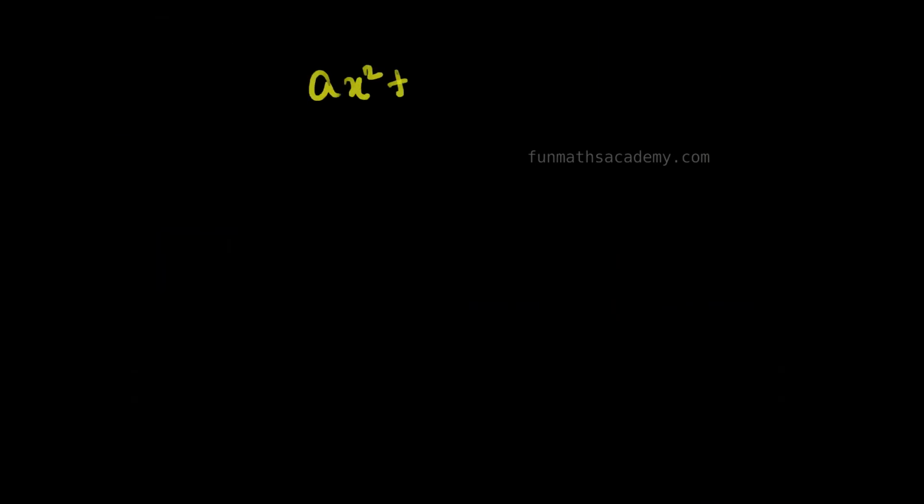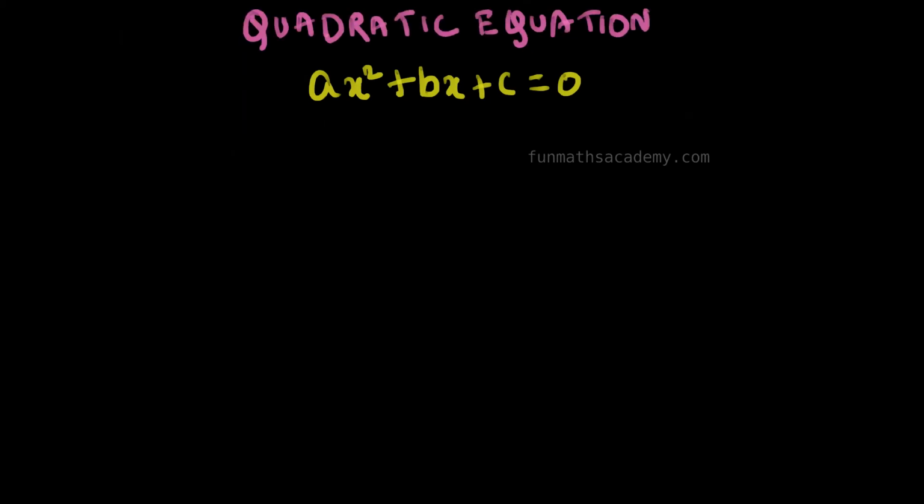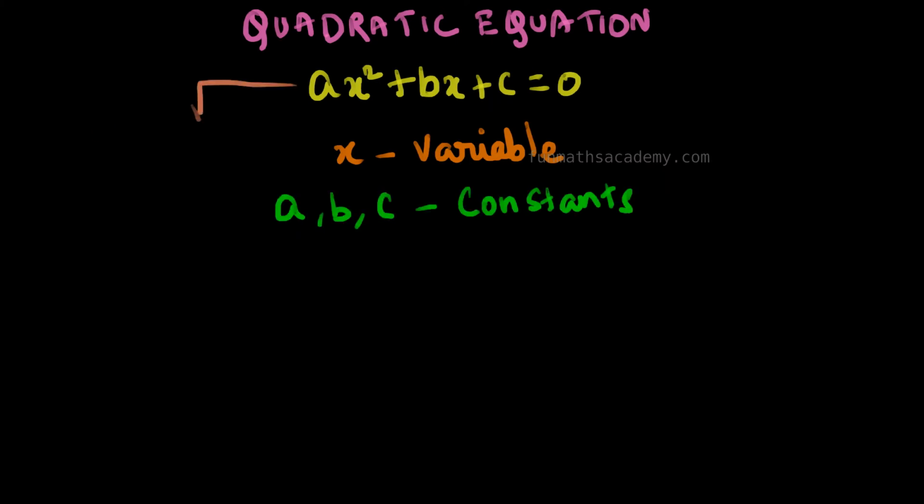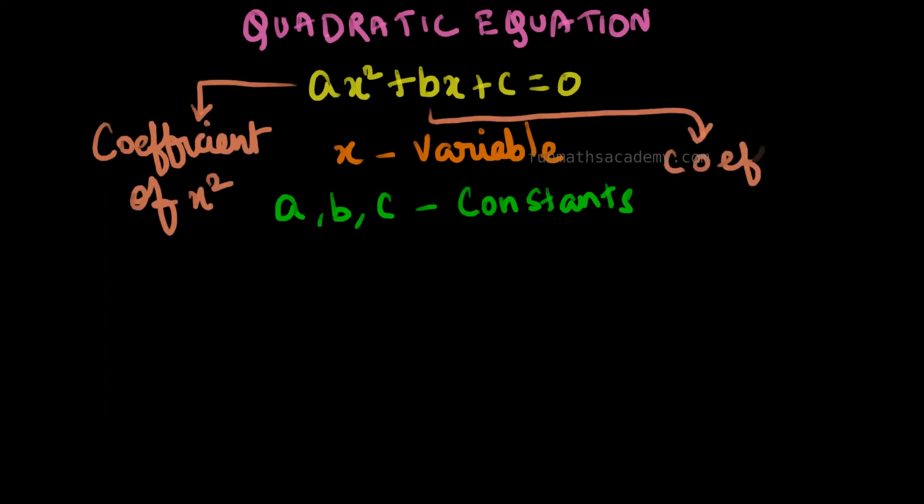An equation of the form ax squared plus bx plus c equal to 0 is called a quadratic equation. Here, x is a variable, which means that the value of x can vary. A, b and c are called constants, which means that their values are fixed. One thing to note that here, the value of a cannot be 0 because then that will make this equation a linear equation. That is, the degree of that equation will be 1. But for a quadratic equation, the highest power of variable x must be 2.